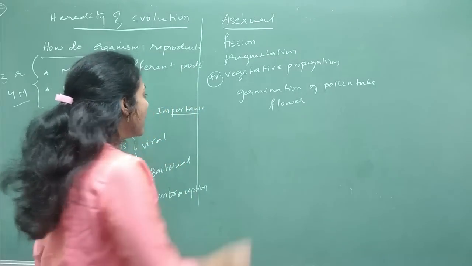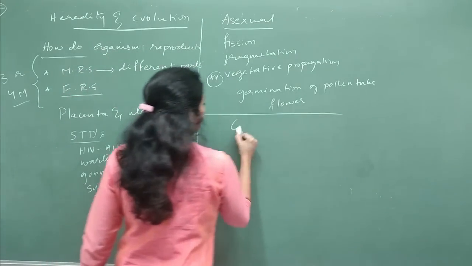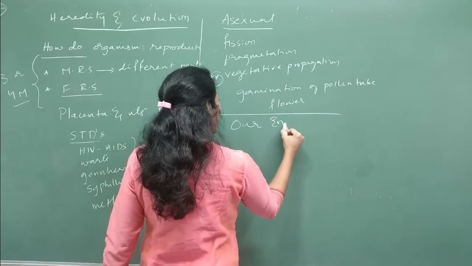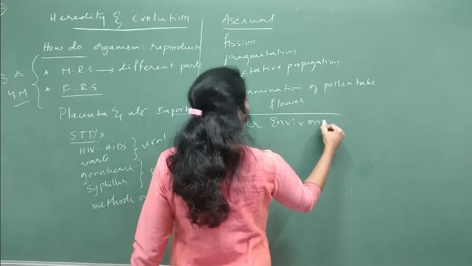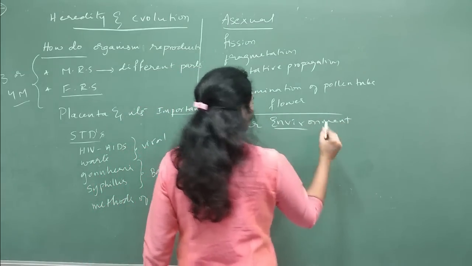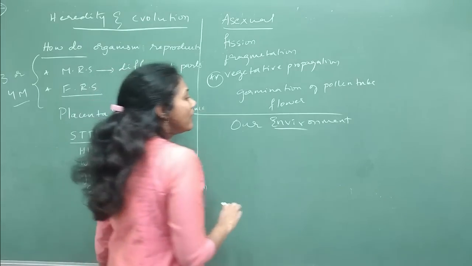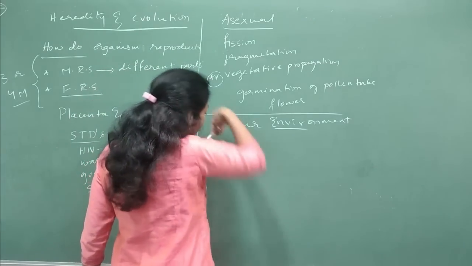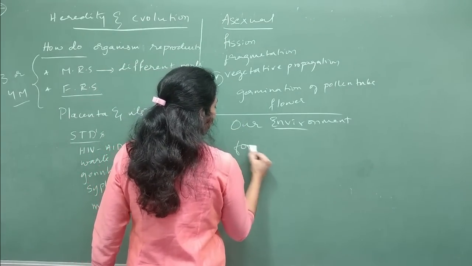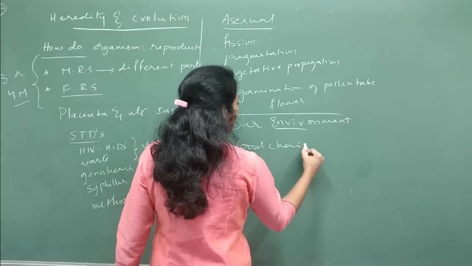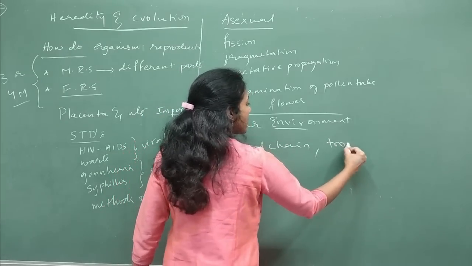Fine. And coming to our environment chapter. So a very simple chapter. From our environment you can expect just a 2-mark question. So here the major thing you should concentrate on is food chain and trophic levels.